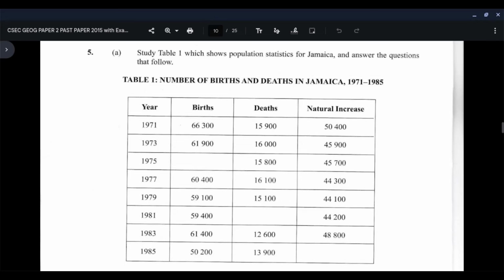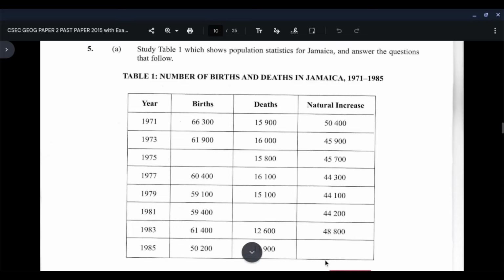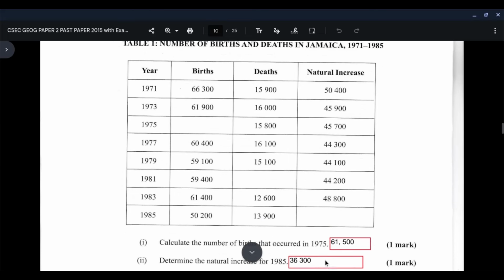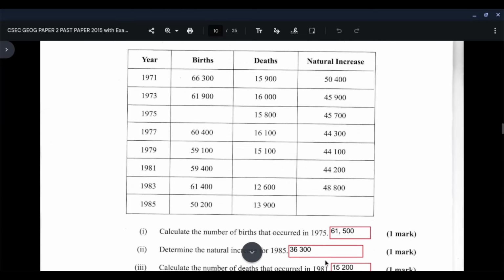Question number 5. You're given a table that shows the number of births and deaths in Jamaica between 1971 and 1985. So we're to look at the statistics for Jamaica and answer the questions that follow. Part 1 asks that you calculate the number of births that occur in 1975. In 1975 you can see that it's blank and you have to calculate the number of births, and that's 1 mark.